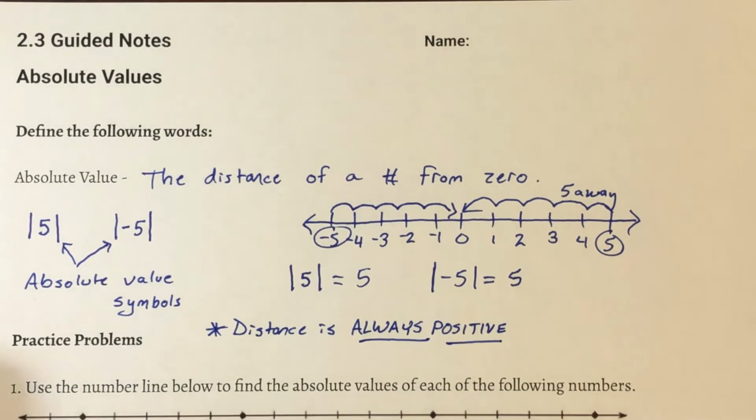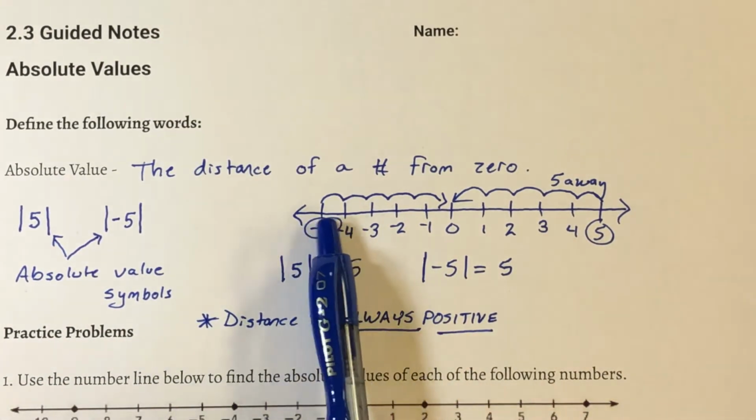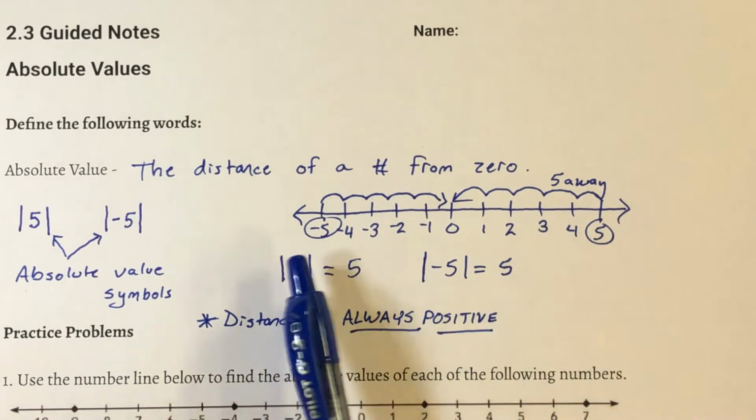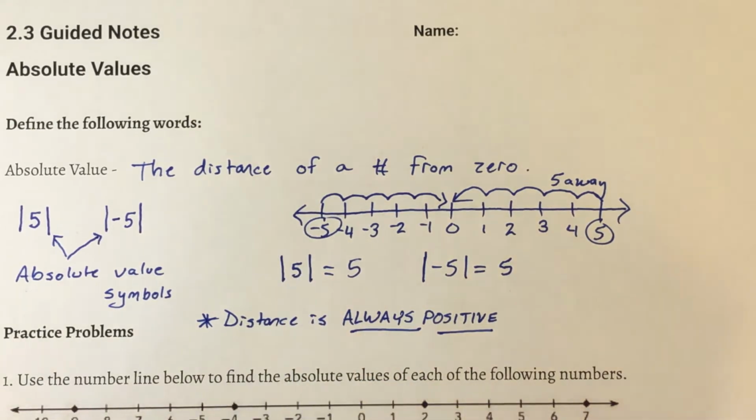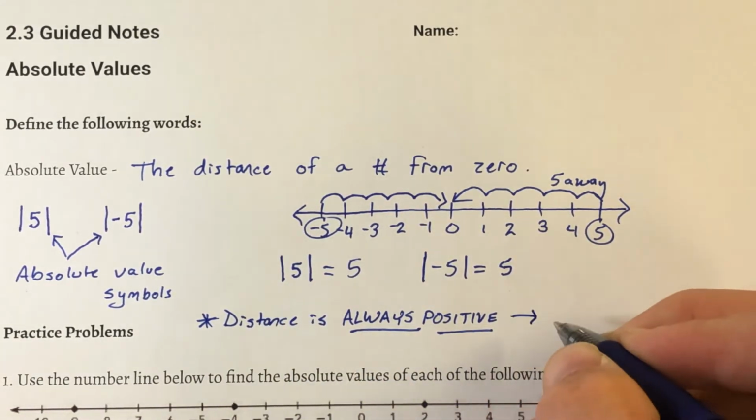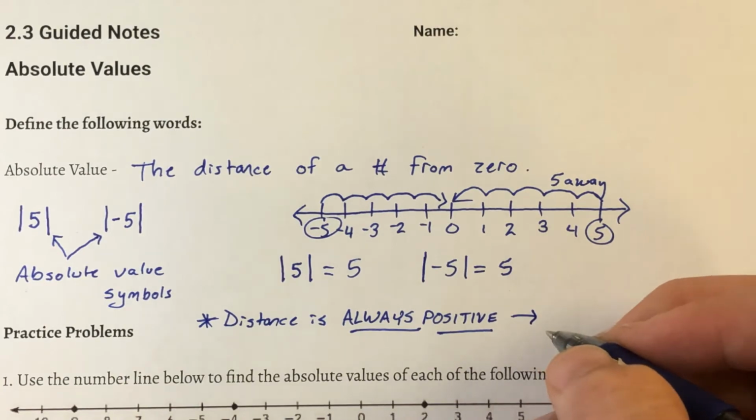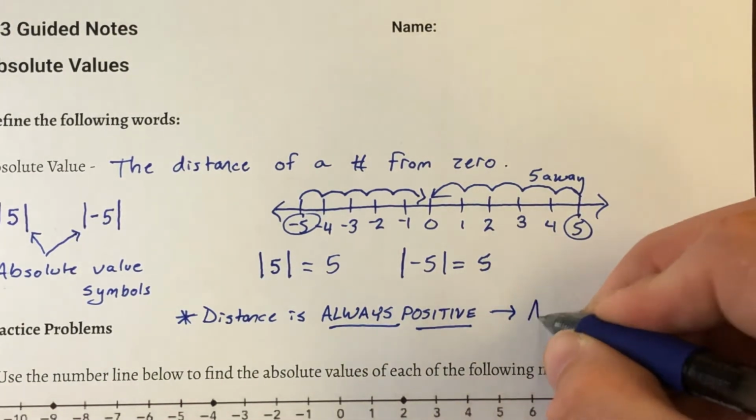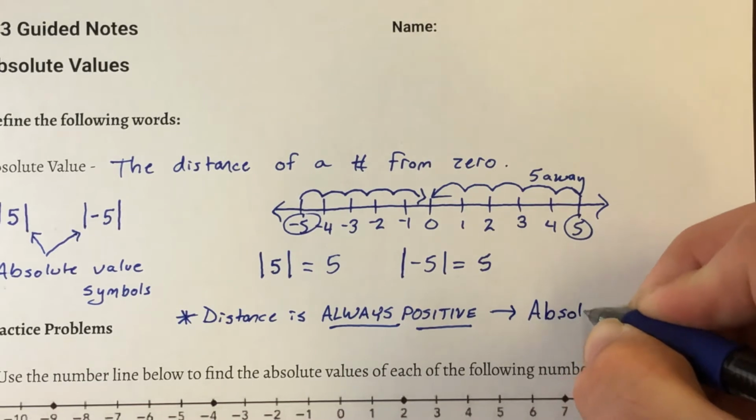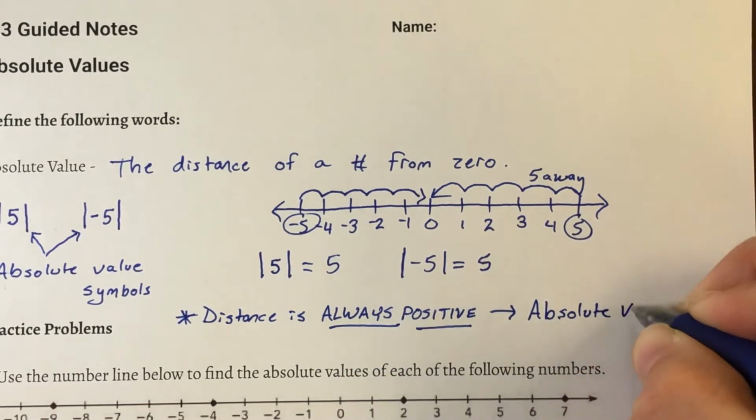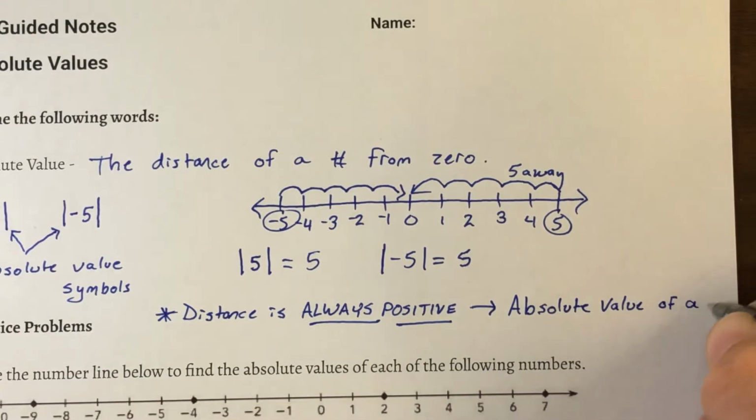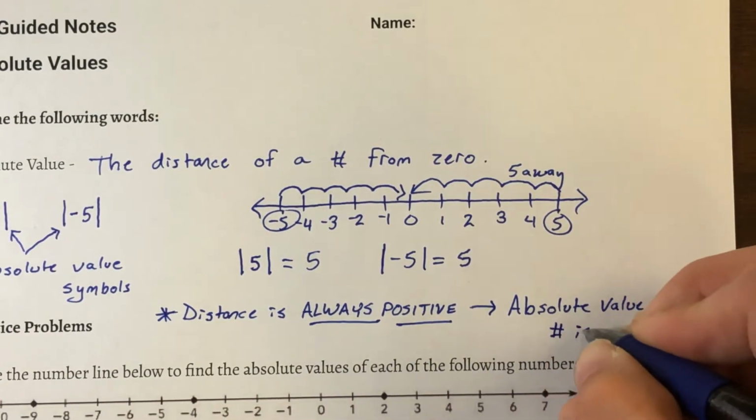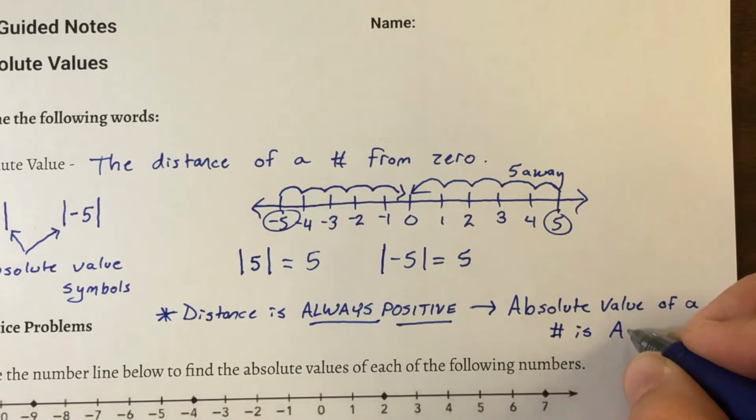So what does this mean? Well, if distance is always positive and absolute value is how far you are away from 0, in other words, distance, then that means absolute value of a number is always positive. The absolute value of a number is always going to be positive.